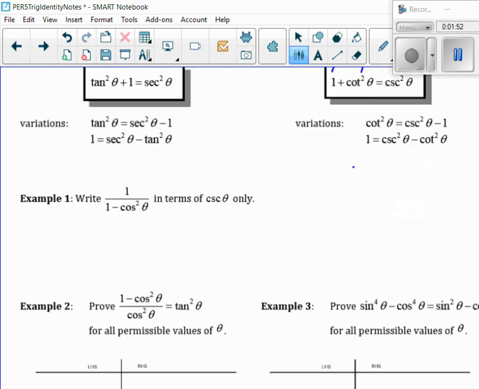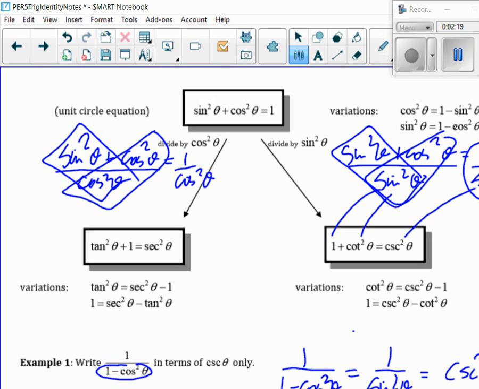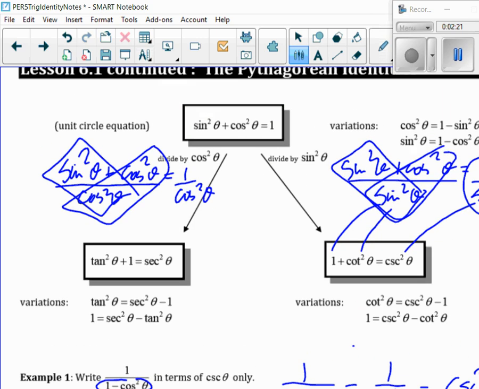Okay, so write 1 over 1 minus cos squared theta in terms of cosecant theta only. So do you recognize what this is? Yeah, so 1 over 1 minus cos squared theta is equal to 1 over sine squared theta. And that is equal to cosecant squared theta. Because this is one of the variations here of this, right? So 1 minus that is equal to that there.